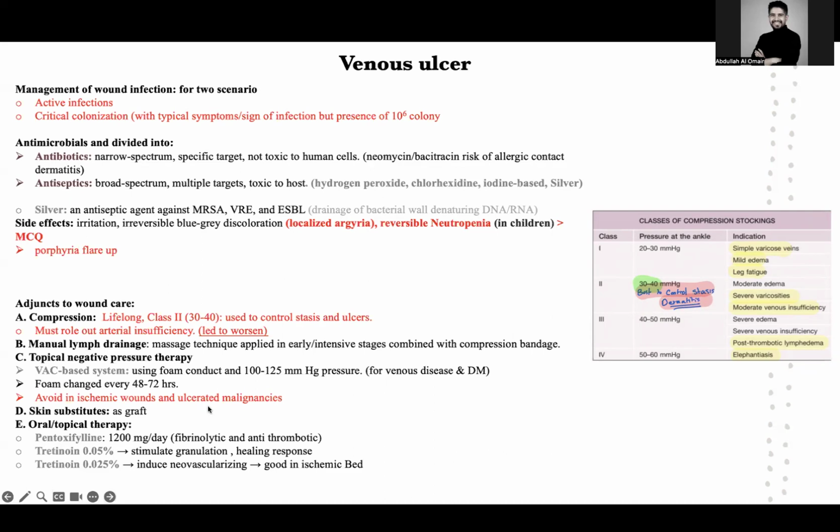For oral treatment, we have different options honestly. We have benzoyl and different fibrinolytic treatments, but I'm just going to mention pentoxifylline, which can be used in venous ulcer. It has a fibrinolytic and antithrombotic effect, using 1200 milligrams once daily for these patients.